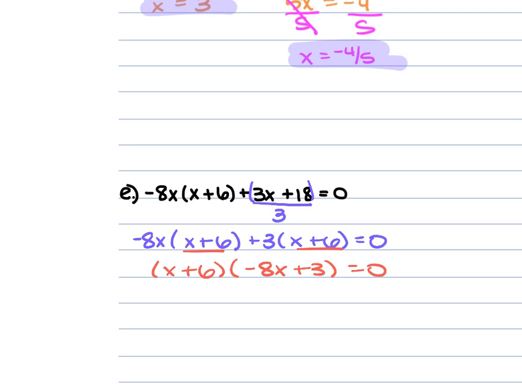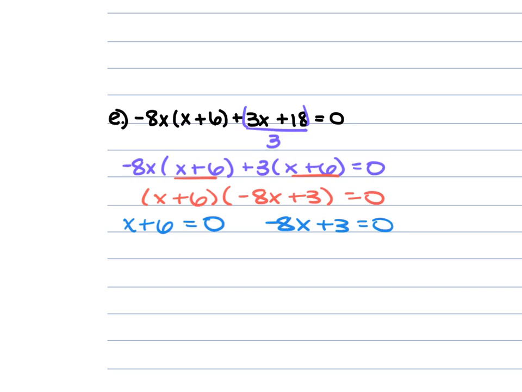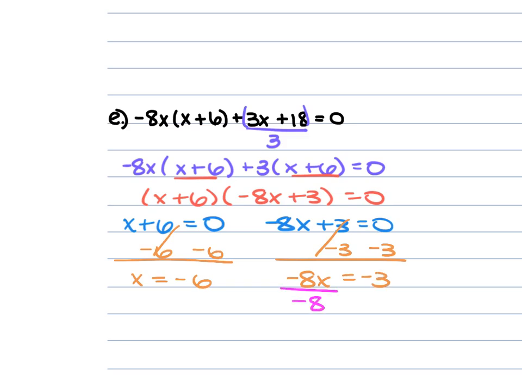From here, we're going to set everything equal to 0, so x plus 6 is equal to 0, and negative 8x plus 3 is equal to 0. We're going to solve for x, subtract the 6 over, we get x is equal to negative 6. Move the 3 over, we get negative 8x is equal to negative 3, and then divide each side by the negative 8, x is equal to a positive 3/8.